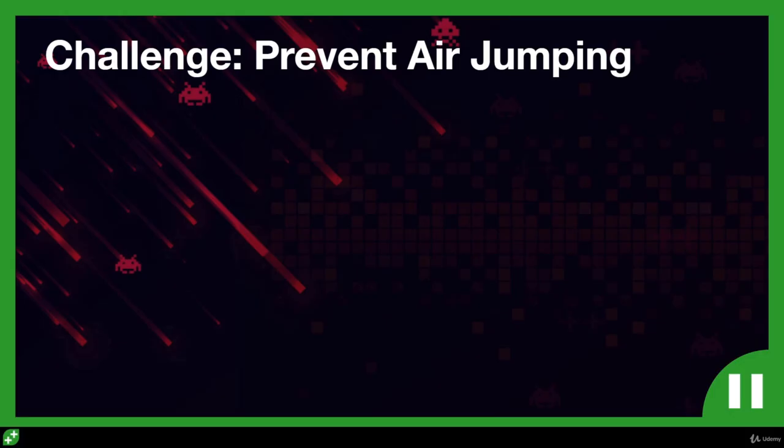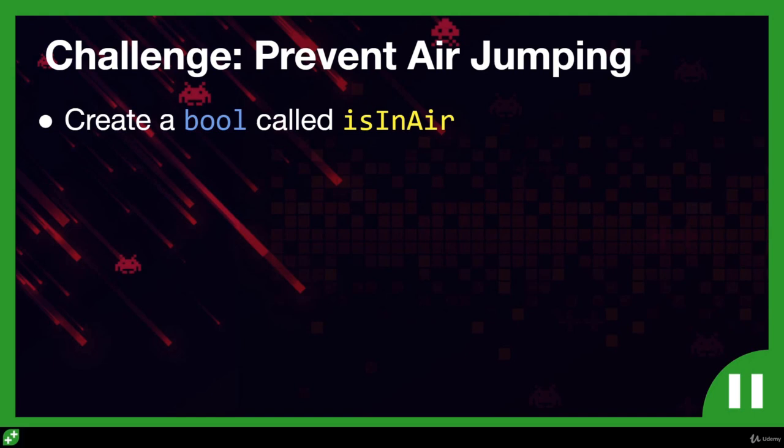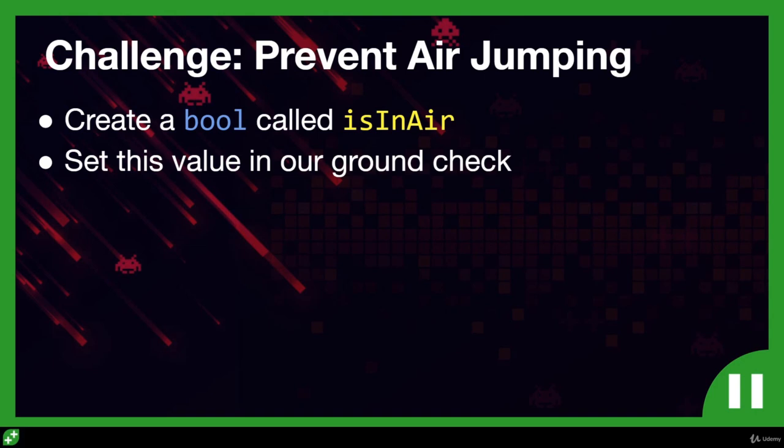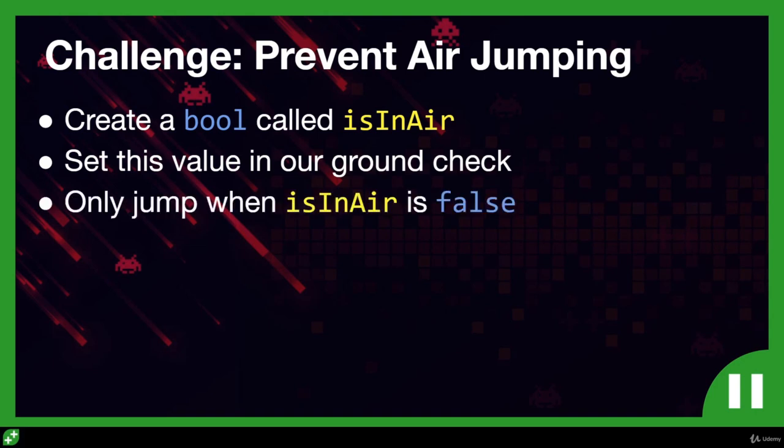So this is your challenge. You're going to prevent air jumping. You're going to create a Boolean. Let's call it is in air. And this Boolean should be true when the rectangle is in the air and false when the rectangle is not in the air. We've already created a ground check, so we know when the rectangle is on the ground versus in the air. So set this value in the ground check. Now we only want to jump when is in air is false. When is in air is false, then we can apply the change in velocity with a space key press. Pause the video and implement this change to prevent air jumping.